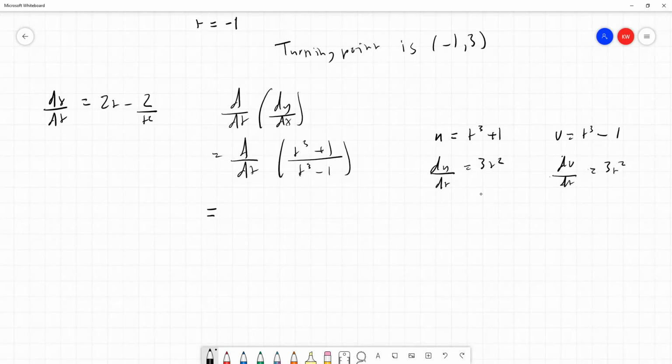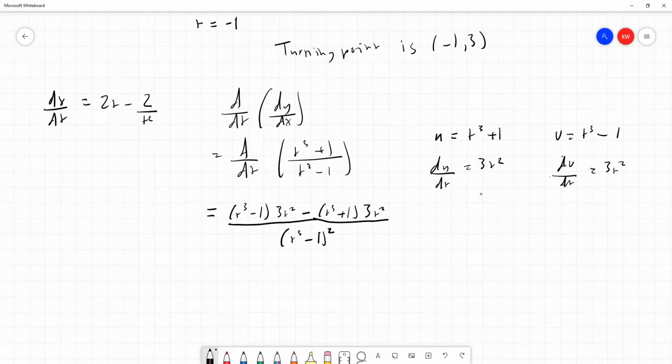So this means we can write out our answer, which will be the value for v, which is t cubed minus 1, times du by dt, which is 3t squared, minus t cubed plus 1, which is the value for u, times 3t squared, because dv by dt is the same. It's all divided by the value for v squared, which is t cubed minus 1 squared.